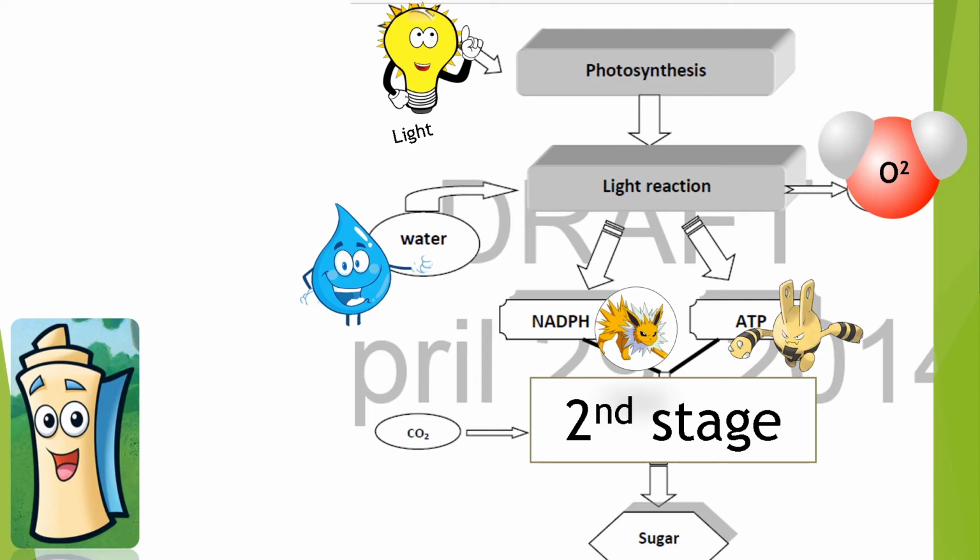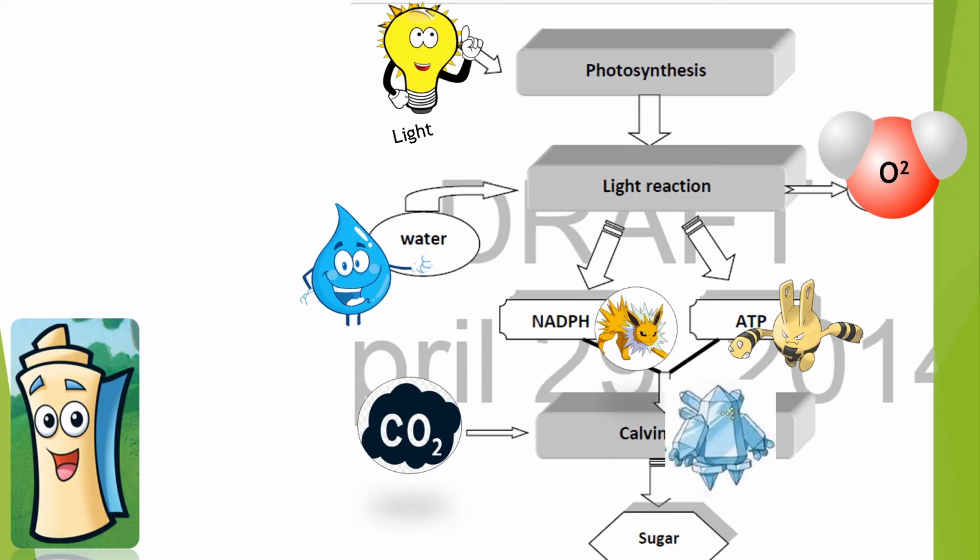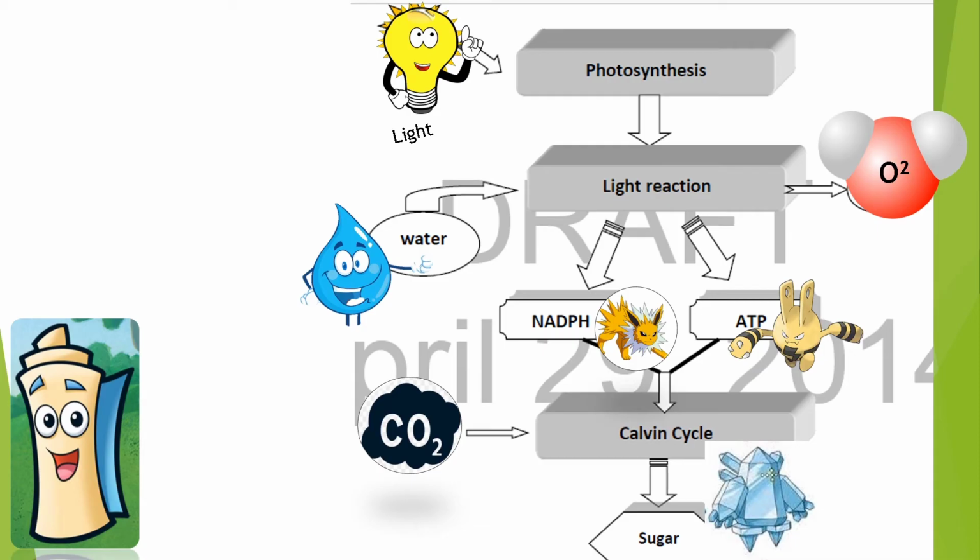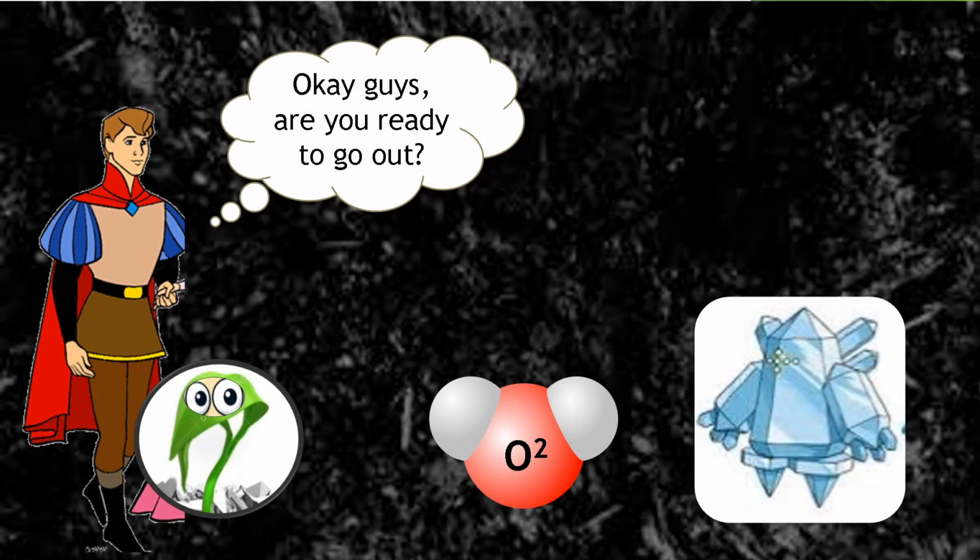After the light activates the photosynthesis and undergoes light reaction, carbon dioxide, NADPH, and ATP are used for the second stage or Calvin cycle or dark reaction. Here, they form the magic sugar or glucose with the chemical equation C6H12O6. "Okay guys, are you ready to go out?"